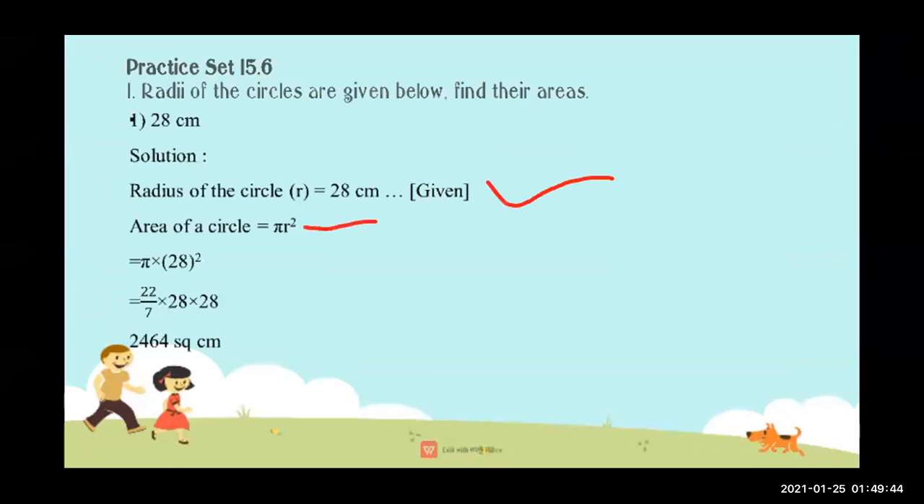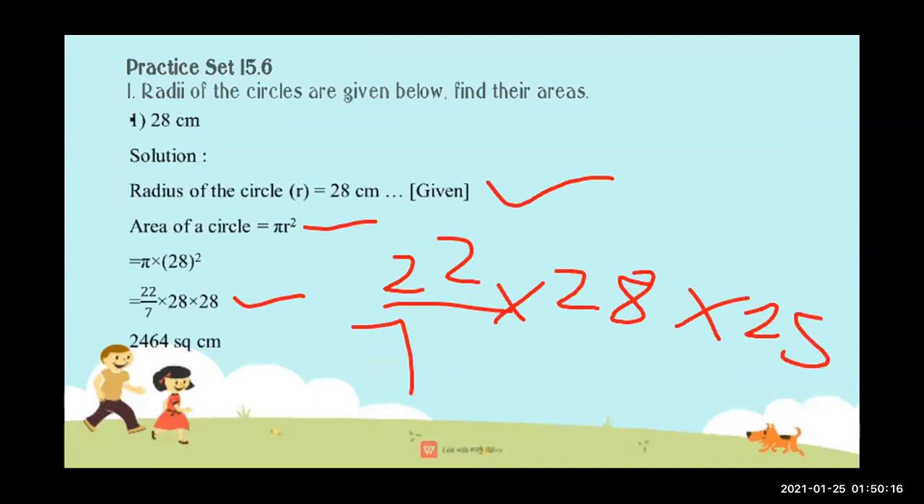Now here pi is what? 22 upon 7. R means what? It is given, 28. So here we will write 22 upon 7, the value of pi, multiplied by r square. R square means 28, we have to write 2 times because we have to write the square of 28. So we will write 22 upon 7 multiplied by 28, multiplied by 28. Now here we will do the cuttings.